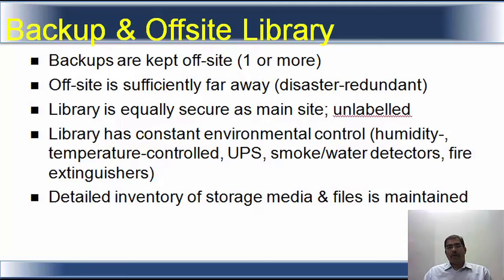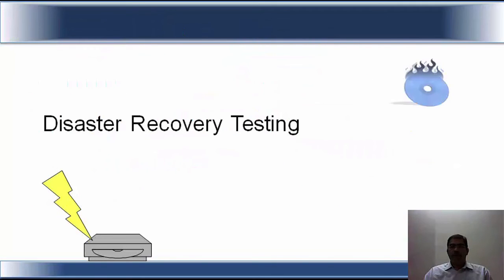Then your backup library or your disaster recovery site or your offsite should have a constant environmental control. That is, your temperature and humidity control should be there. The UPS, the smoke detectors, water detectors, fire extinguishers, as much as you have installed in your main site, the backup facility also should have similar infrastructure. And then a proper inventory of the storage media and the files should be maintained, which is very important. Otherwise, you will not know what is available in the backup site.